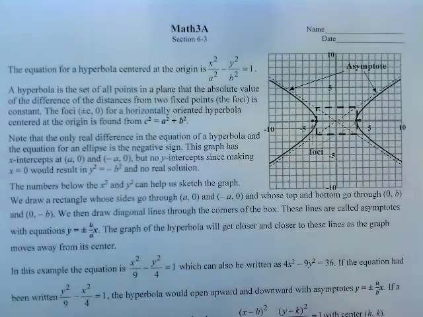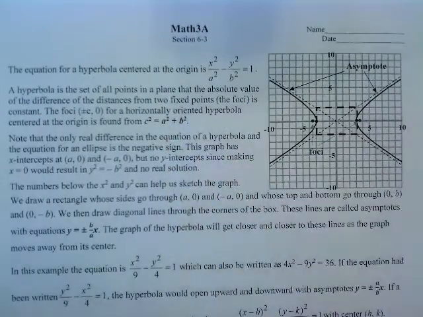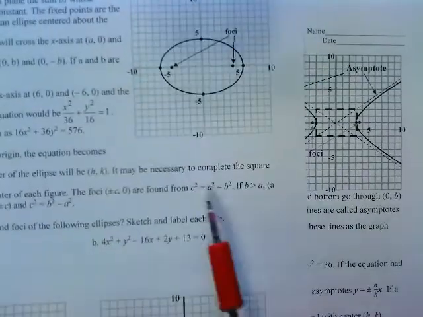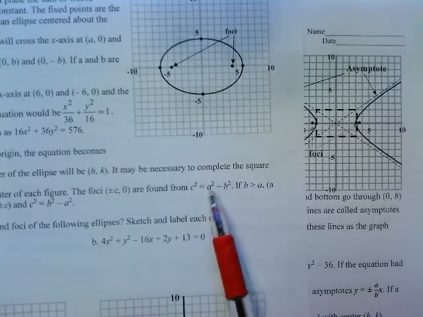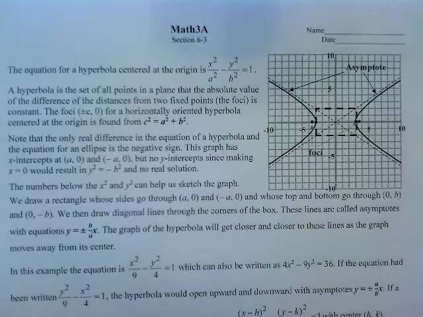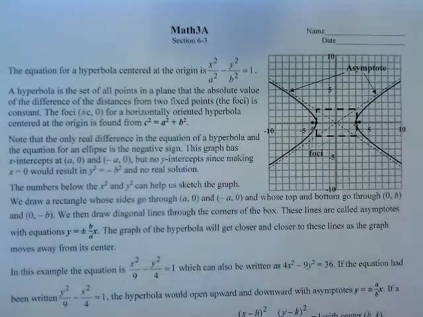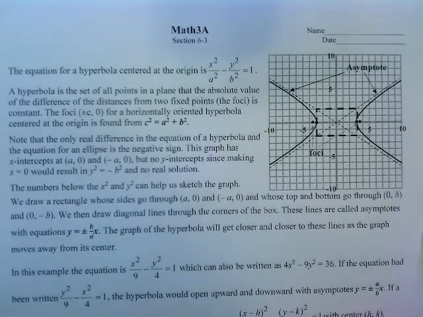If I want to find the foci, I use the equation c squared equals a squared plus b squared, kind of like Pythagorean. Note how that is different again from what we did last time, where it was c squared equals a squared minus b squared, where we made the bigger one be first. Here it's addition, so it doesn't really matter which one's the bigger one. They'll give you the same c. So again, the only real difference between a hyperbola equation and an ellipse equation is that negative sign.